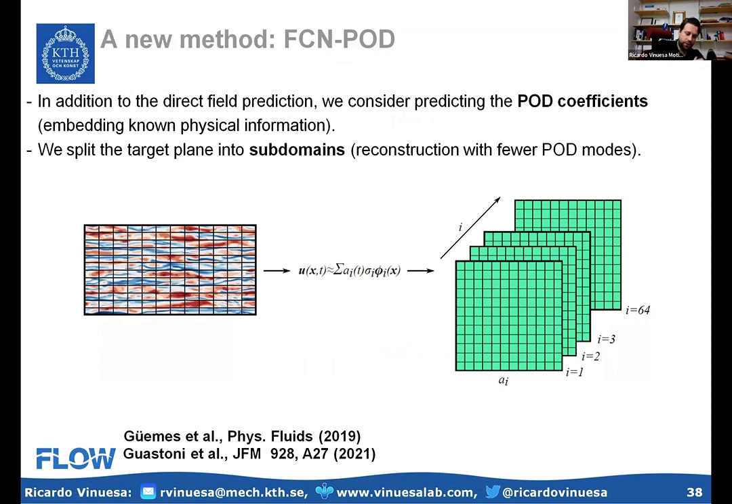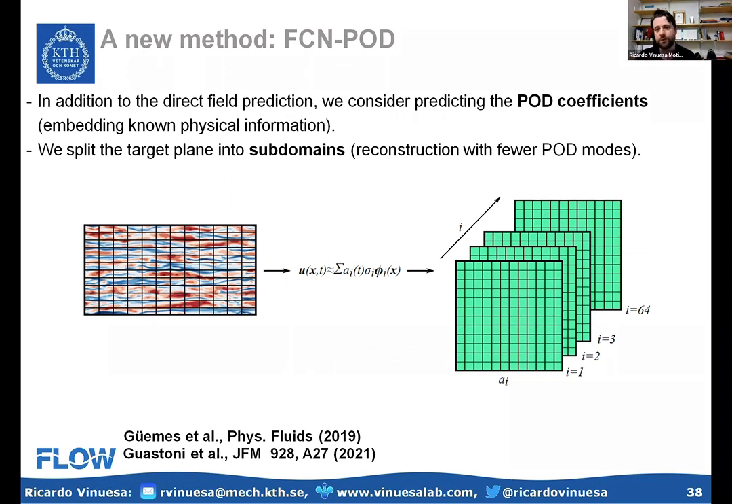Now, in addition to the method that I have been showing so far, this is what we call the FCN method, the fully convolutional network. I have one plane as an input, I predict the whole plane as an output, and that's it. However, there is another method that we have also developed, and you can see it in the same article in JFM, but also in Guemes and others in Physics of Fluids, where you can see a bit more of how this method was developed. This is what we call the FCN-POD.